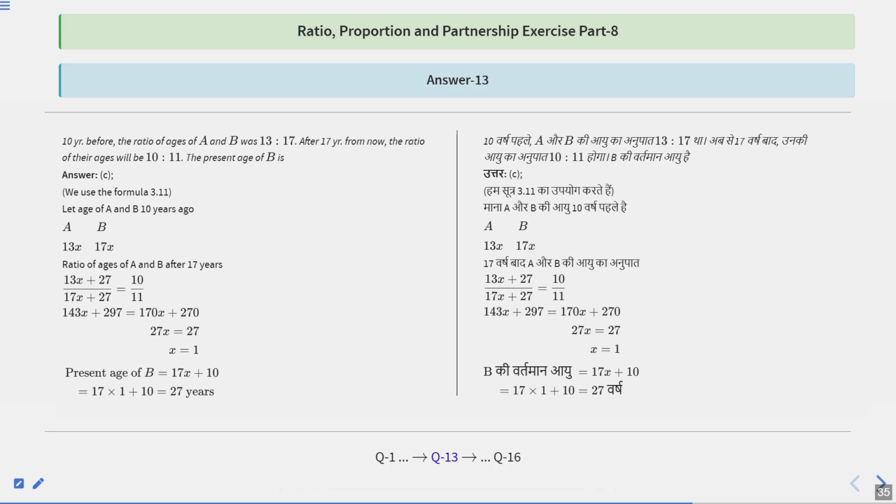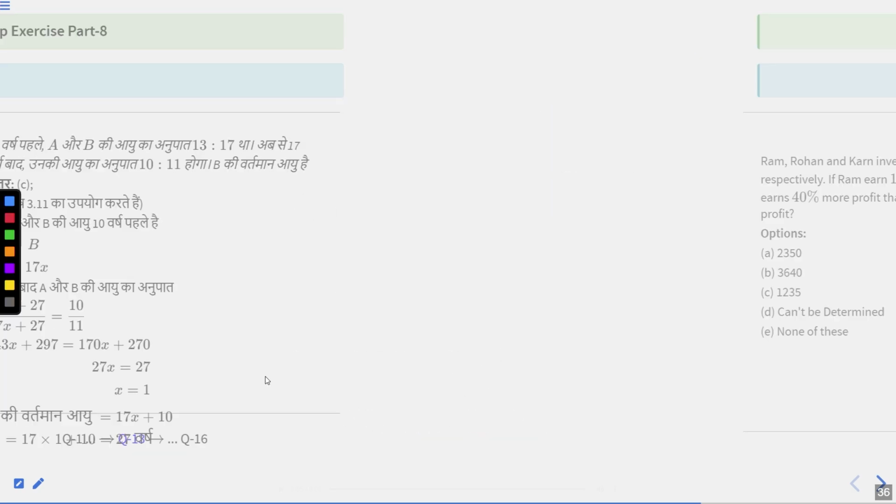When we simplify it, we get the value of x is 1. So the present age of B equals 17x plus 10. When we simplify it, we get the present age of B is 27 years. So C is the correct answer. Next one.